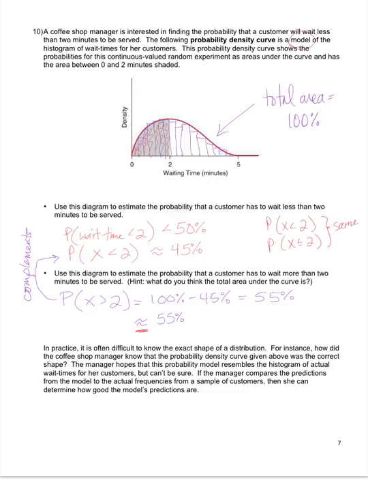All right, so in practice, it's often difficult to know the exact shape of a distribution. For instance, how did the coffee shop manager know that the probability density curve given above was the correct shape? The manager hopes that this probability model resembles the histogram of actual wait times for customers, but can't be sure. The manager compares these predictions from the model to the actual frequencies from a sample of customers. Then she can determine how good the model's predictions are. If she takes actual data over a month or two, creates a histogram, and comes up with the percentage of her customers that waited less than 2 minutes and the percentage that waited more than 2, and they're fairly close to what our model predicted, then we have a good fit. Our model is a good fit of the actual data.